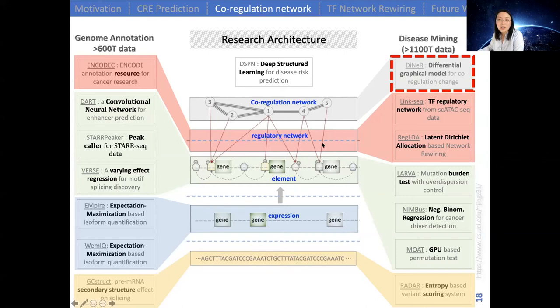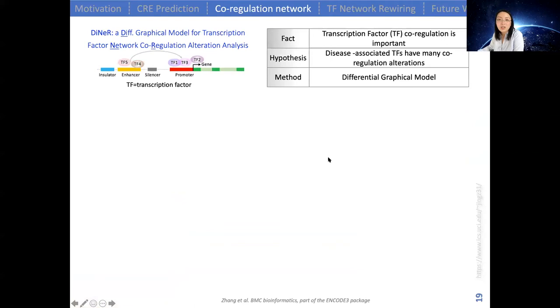So we focus on a very important regulatory network, that is the TF, transcription factor, co-regulation network. You can see different transcription factors need to work together to bind either in the enhancer regions that we defined earlier, or in the promoter or near the gene regions. These enhancer regions, mediated by these transcription factors, will fold to the promoter regions. Together, they will initiate the gene transcription process, which is the key to making correct proteins.